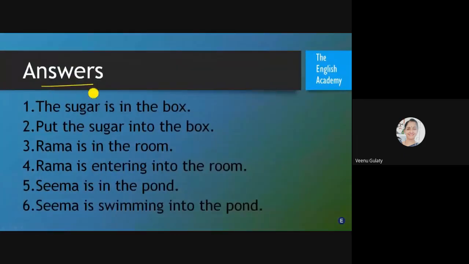Let's check the answers. Yes, the sugar is in the box. Put the sugar into the box. Rama is in the room. Rama is entering into the room. Seema is in the pond. Seema is swimming into the pond.